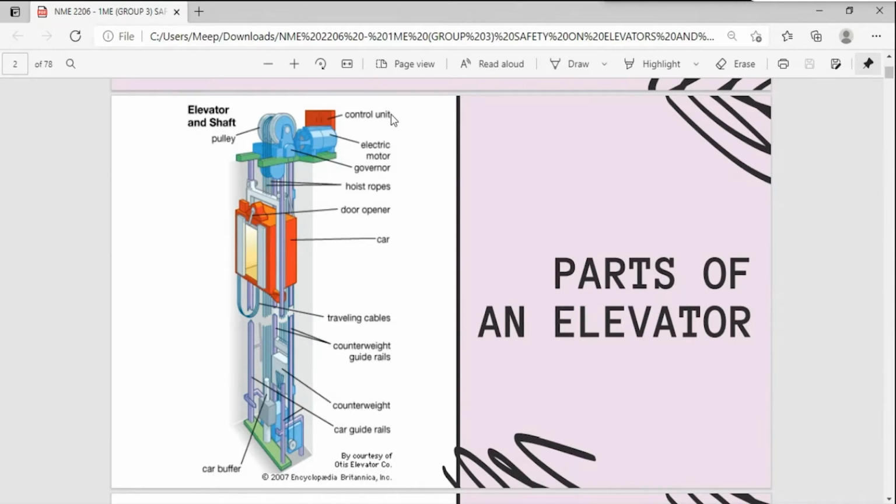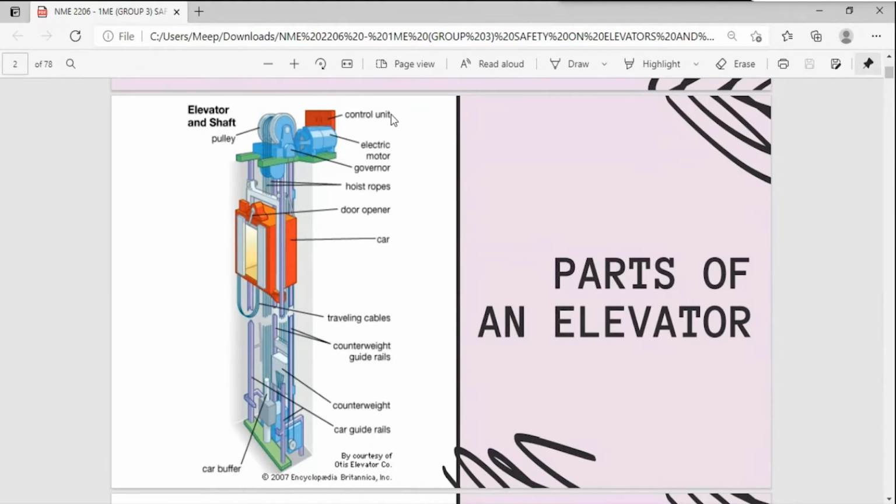And then door opener, yung nag-open ng door and close. Traveling cables, yung connected sa car na magdadirect ng mga commands na sinasend ng button na pinipindot natin dun sa control unit. Counterweight guide rails. Ito yung guide sa gilid para pagka umangat or bumababa yung ating elevator, hindi siya maalog. Stable lang siya sa position niya.